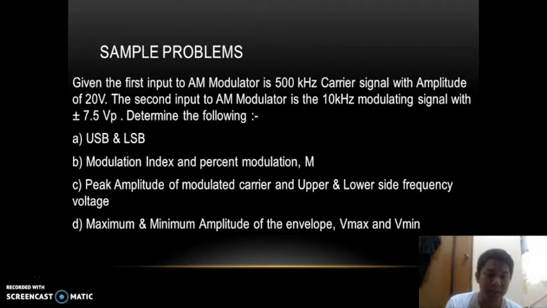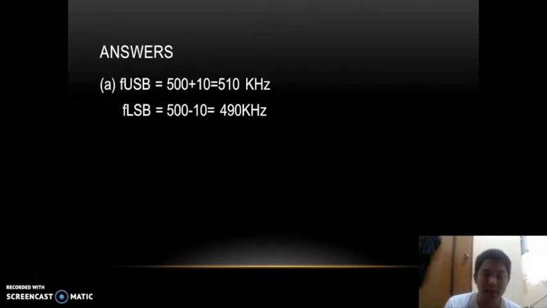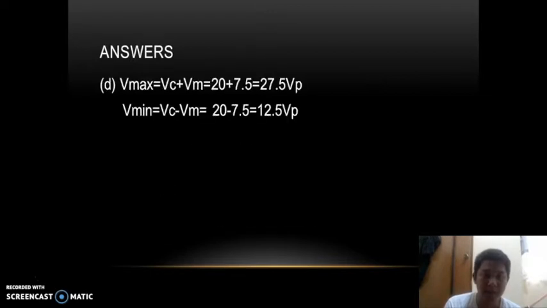And lastly, we have the maximum and minimum voltage of the envelope. Vmax is simply equal to the modulating signal voltage plus the carrier voltage, equivalent to 27.5 volts, while the Vmin is simply equivalent to the voltage of the carrier minus the modulating signal, equivalent to 12.5 volts.